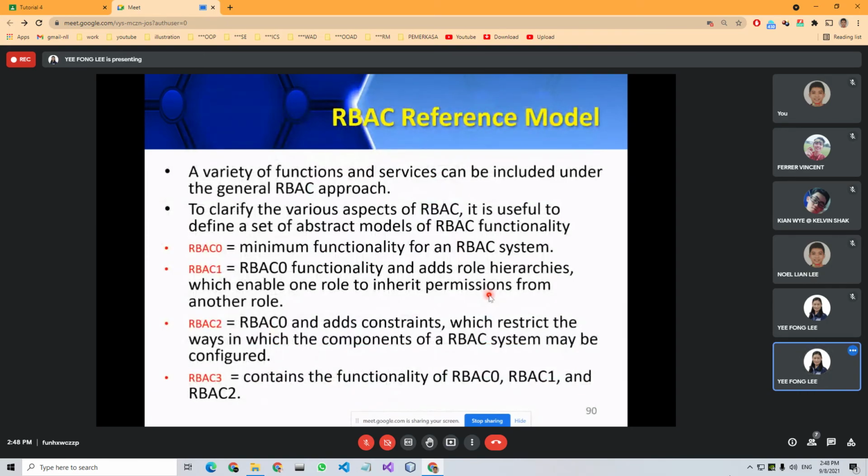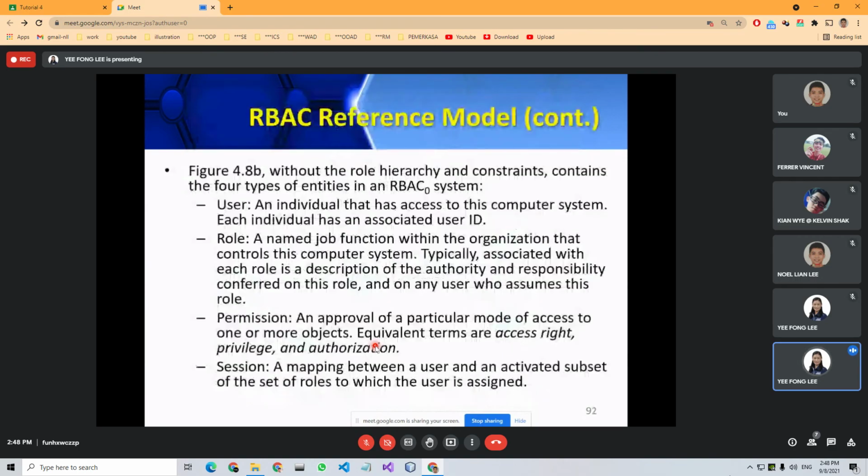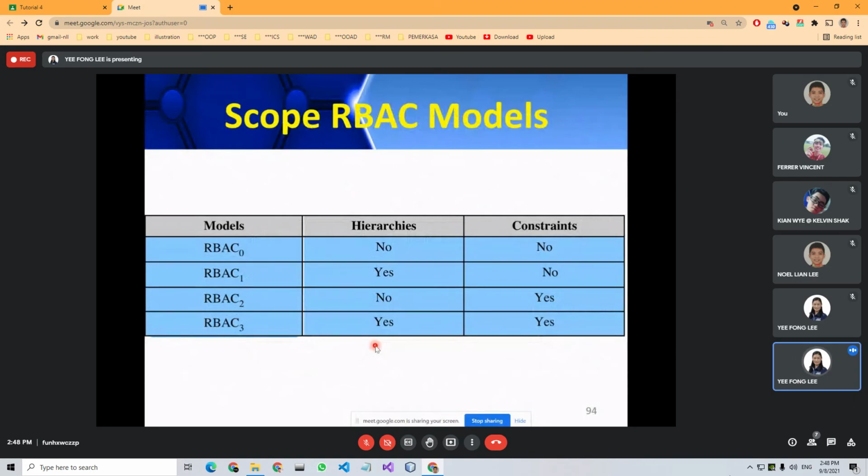Reference model. Okay, this explains the role-based matrix on the previous page. A wide variety of functions and services can be included under the role-based approach. There are more relationships being performed here. Reference model, this is an explanation for the diagram. Okay, please go through it. All the explanations are there. Next one, we look at scope.